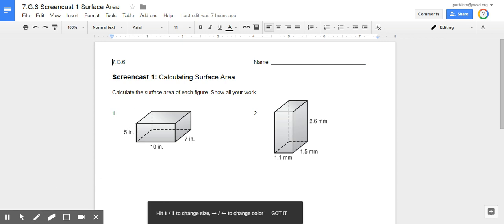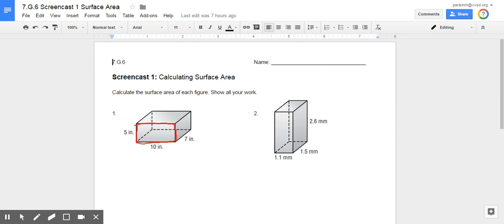So let's first look at the front of the box. I'm highlighting the front of the box right here. Okay, we have a rectangle. If we want to find the area of the front, it's 5 by 10. So to find the area, we do 5 times 10, or length times width. Then 5 times 10 will give us 50.